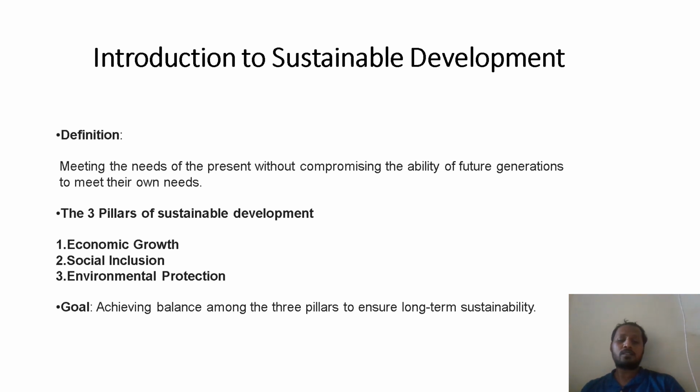The goal of sustainable development is achieving a balance among all these pillars, because without this balance, we cannot achieve sustainable development. We cannot neglect any one aspect. Among the three aspects, economic growth, social inclusion, and environmental protection, we cannot say that economic growth is not important in sustainable development. Yes, it is important, but along with economic growth, social inclusion and environmental protection are also important.